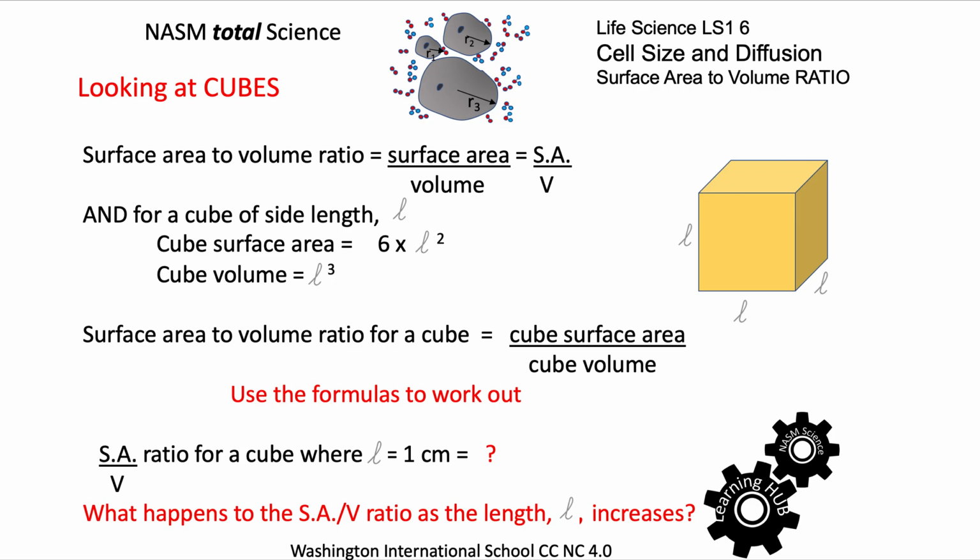And so let's look at a cube. We've looked at spheres. It's a cube, so all the sides are the same, and for the surface area there are 6 squares, 6 times L squared, and the cube volume is L times L times L, L cubed. And so what is the surface area to volume ratio when L equals 1? So pause while you do that. And what happens to the surface area to volume ratio as the length L increases, doubles or triples? Again, pause to work that one out.